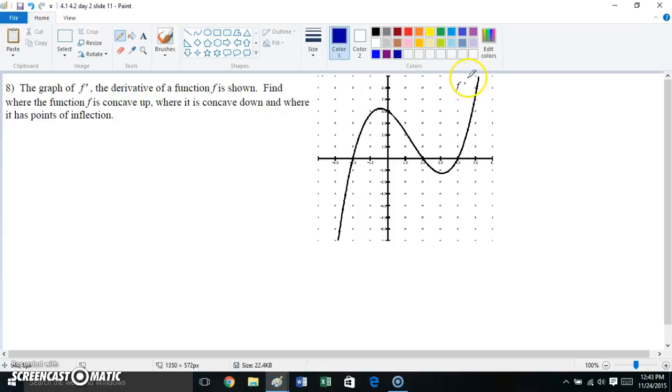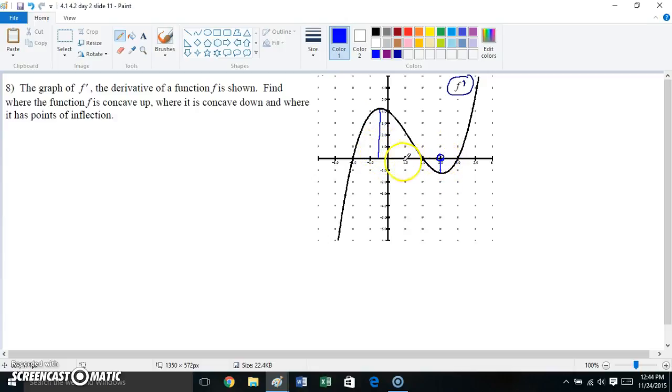Okay, so this is, again, the first derivative. All right, and the first derivative tells us increasing and decreasing information. The second derivative will tell us concave up and concave down information. So what I need to look for on my first derivative is where the first derivative is going to have slopes of 0. So I'm just going to kind of indicate that.